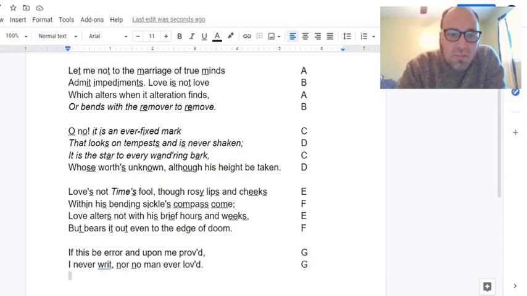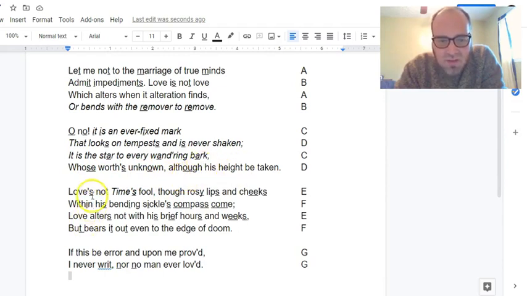That's a really complex line. You got remover and remove. You've got O and no, that's assonance. It and is, that's assonance. You got fixed goes with it and is too. You got locks, tempests, and is, that's consonants. Star and wandering bark and all of that is assonance. Whose worth, that's consonants. Known and although is assonance.